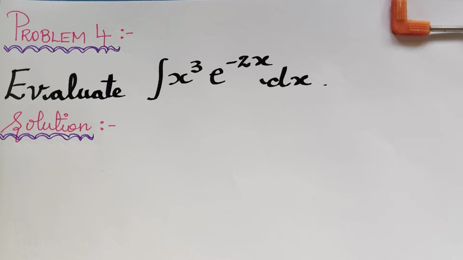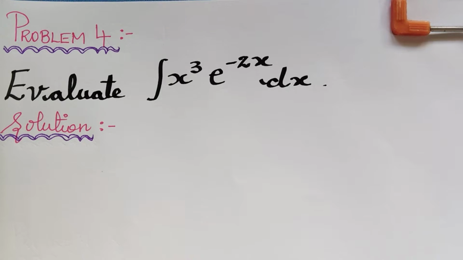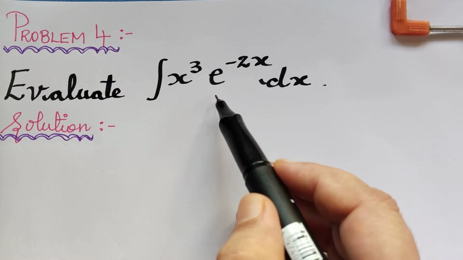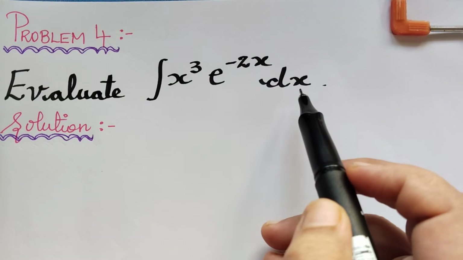Dear students, under the topic Bernoulli's formula of integral calculus, we have problem 4 here. We have already solved problems 1, 2 and 3, so you may first look into those problems and then follow this video lecture. Now here the question is: evaluate the integral of x cube e to the power negative 2x dx.